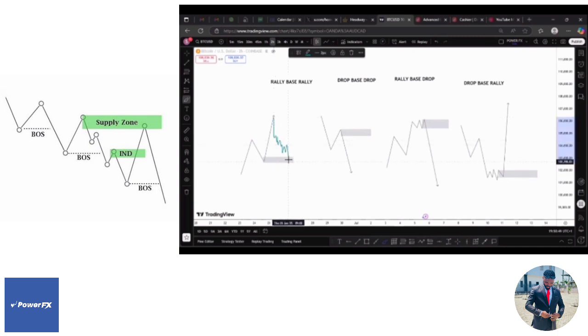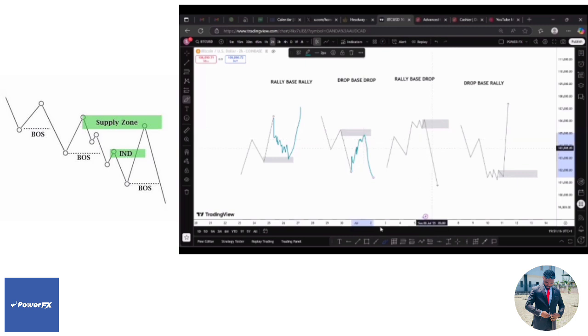So imagine the market coming down to this particular area. What does the market do when it gets here? It rejects all the way to the upside. This is rally base rally. Drop base drop: the market is literally coming all the way to the downside. So the closest base, which is the closest supply zone that caused the previous break of structure, we want to mark it out. So price goes all the way to the upside, mitigates, and comes all the way to the downside. This is for the supply zone, identifying the supply zone.